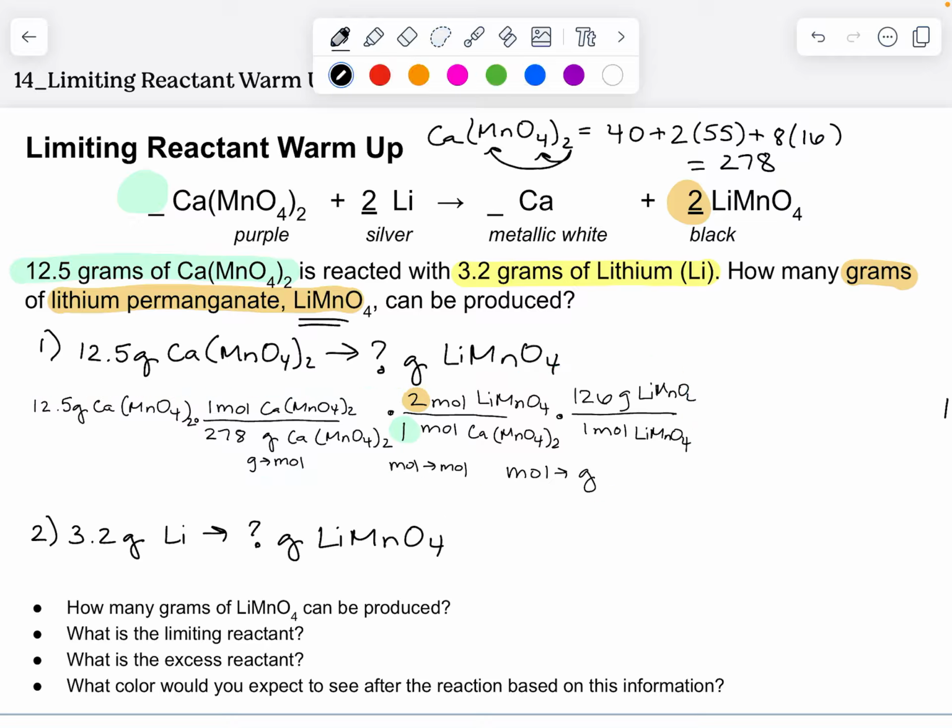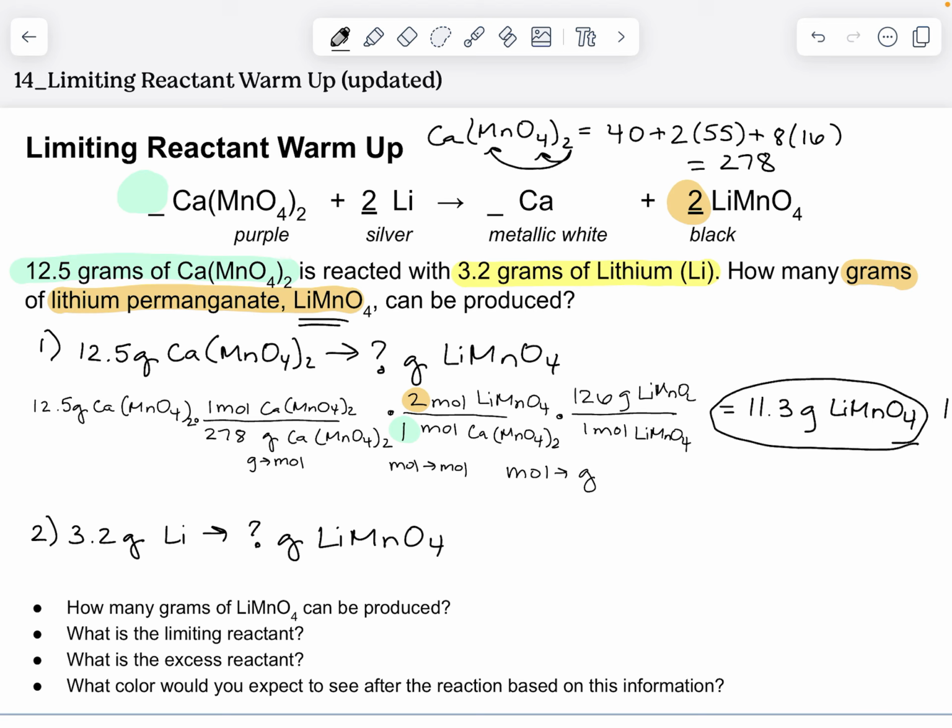By doing that, I'm multiplying everything across the top, and then I'm going to divide by anything on the bottom. With this one, I ended up with 11.3, I'm going to just round to the nearest tenth, grams of lithium permanganate. That is how much product our calcium permanganate can produce.